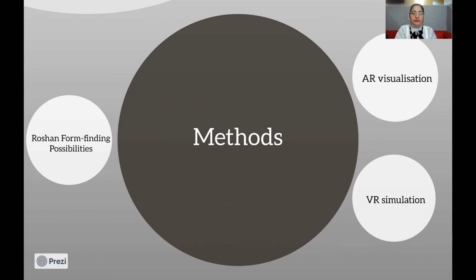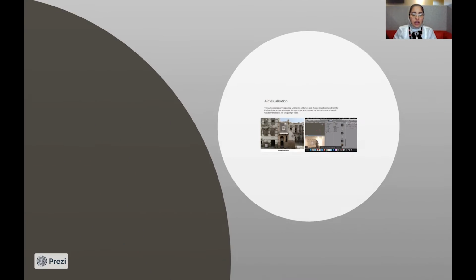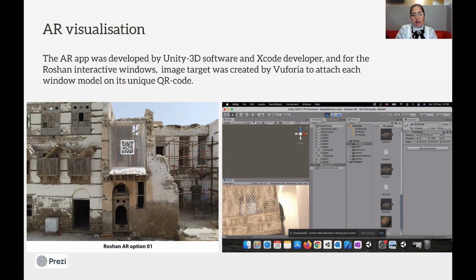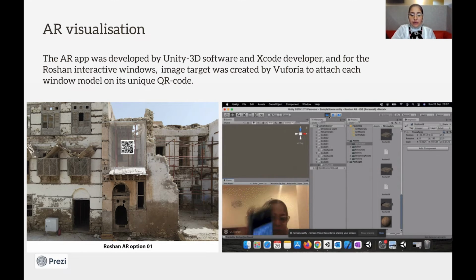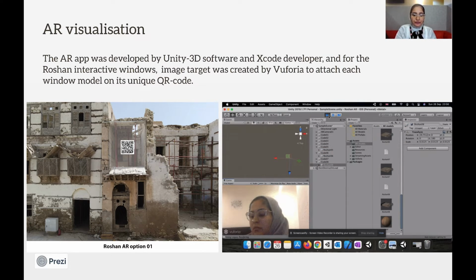For the methods, form finding was mainly done by Rhino and Grasshopper. Some of them were open source, and others were custom definitions. For augmented reality visualization, I mainly used Unity 3D software and Xcode developer. And for the Roshan interactive, I was using Vuforia to assign each window to a unique QR code, as you can see here in this GIF. I was testing the QR with each window.